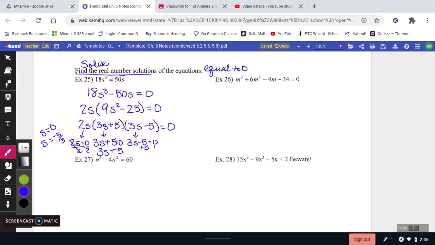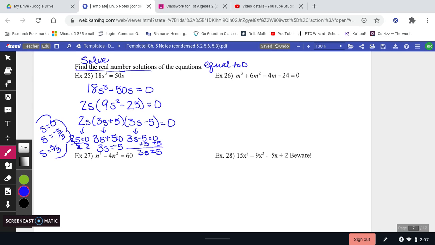And then similar over here, this time I'm going to add 5. So 3s equals 5, and s equals 5/3. Okay, so there's that one.